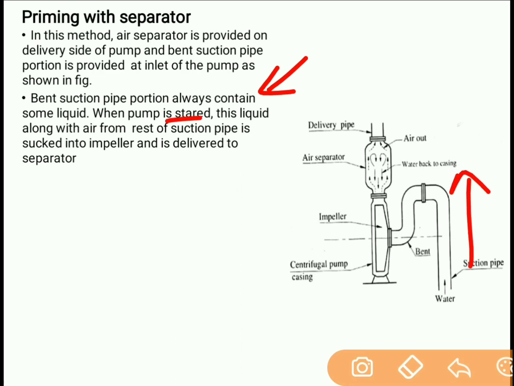When the pump is started, this liquid along with the air from the rest of the suction pipe is sucked into the impeller and delivered to the separator. So when the pump is started, the liquid from this bent pipe is transferred to the impeller, and the impeller causes the pressure energy and kinetic energy to increase, and this pressurized liquid gets transferred to the air separator.